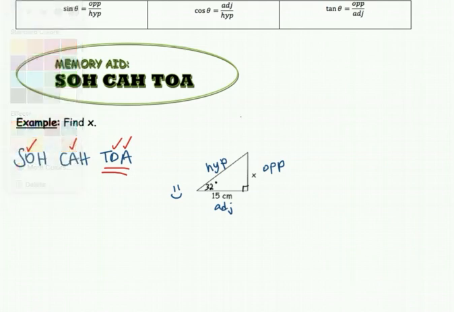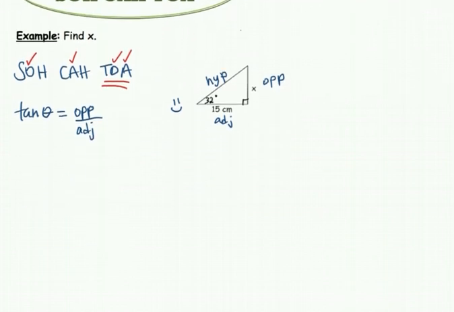So write out the formula here. Tangent theta is opposite over adjacent. Oops, adjacent. Scroll up here. So again, this theta here is the angle, this is the opposite side, that's the adjacent side, and tangent is the trig function that you're going to use in order to help you calculate the missing side.